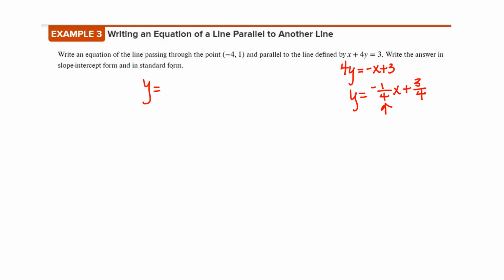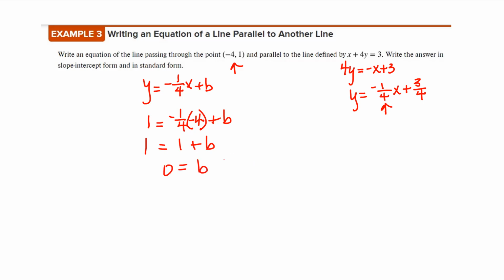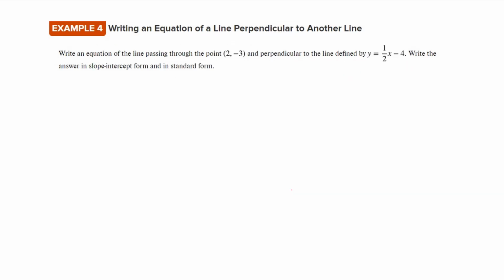So I'm going to write this equation of a line. Negative 1/4 is going to be the slope, and I just need to find the y-intercept using this point. So I'll plug in 1 for y and negative 4 for x. And if I do that, I'm going to have 1 is equal to 1 plus b. And so b will be 0. And the equation of the line that I'm talking about, the line that passes through the point negative 4, 1, and is parallel to that line x plus 4y equals 3, is just going to be y equals negative 1/4 x. Okay, now we're going to write an equation of a line that is perpendicular to another line.